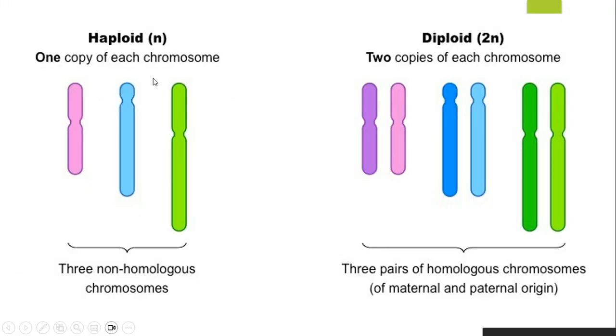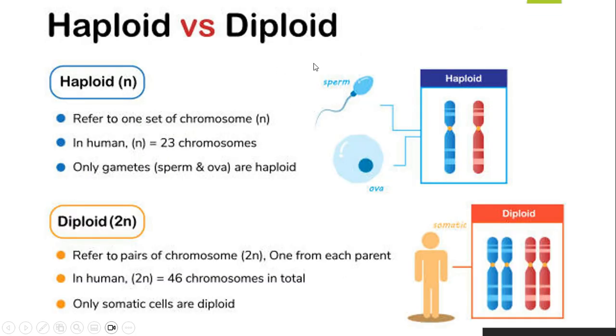So this is haploid, one copy of each chromosome, 3 non-homologous chromosomes, and diploid is two copies of each chromosome, 3 pairs of homologous chromosomes of maternal and paternal origin, right? So what is the difference between haploid versus diploid? Haploid refers to one set of chromosomes, which is N. In humans, N equals 23 chromosomes. Only gametes, sperm and ova, are haploid. Diploid is 2N, referring to pairs of chromosomes, one from each parent.